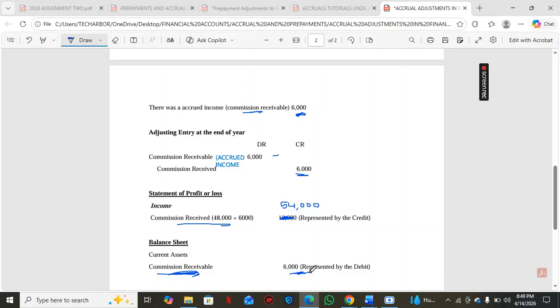Okay, colleagues, so the point is, for accruals, whether it's an accrued expense or accrued income, you're adding. But just remember, an accrued expense is a current liability, so in the balance sheet you put it there as a current liability. Accrued income is a current asset, so in the balance sheet you put it as a current asset. But in the statement of profit or loss, you're adding accruals.